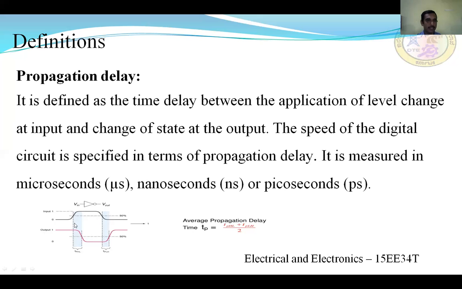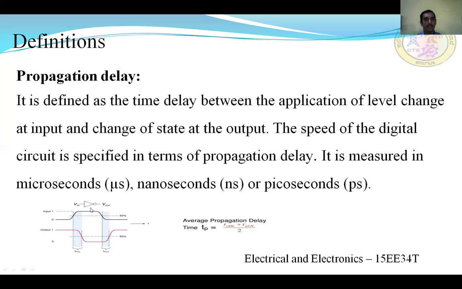Now see here, this is the output pulse. The output pulse is going from 1 to 0. It is the complement of the input. So here it is 0 and here it is 1. This is the application of the pulse. Here the input is going from 0 to high, and at the same time the output is going from 1 to 0. If you observe this band, this is the propagation delay. We are applying the input and we are getting the output.